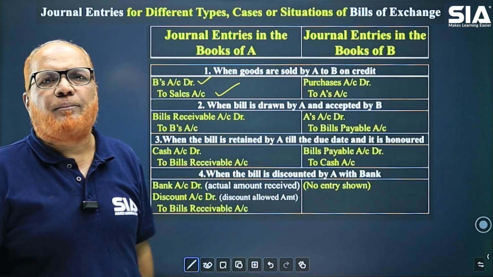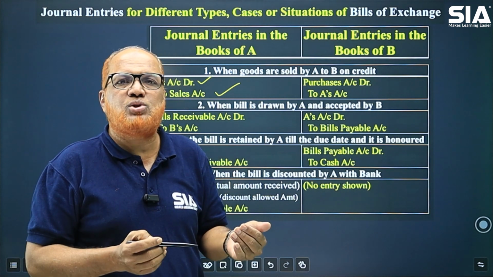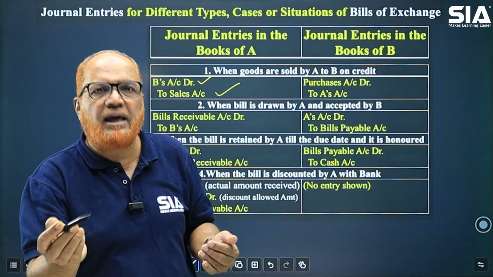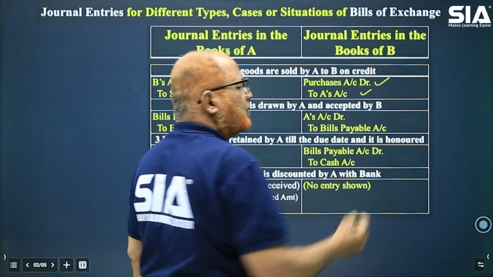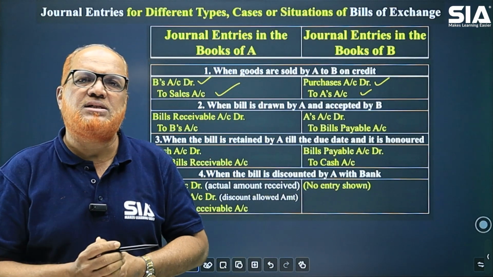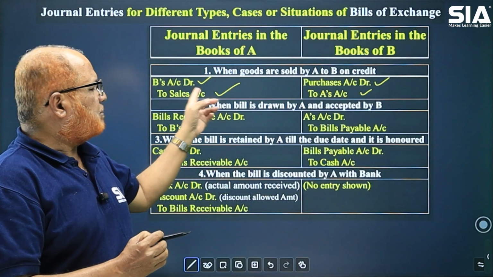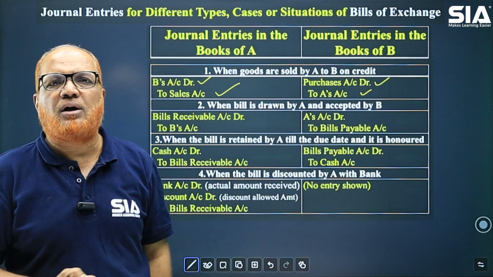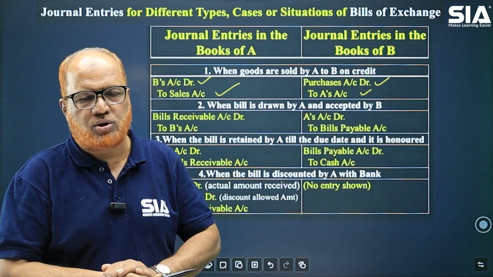In the books of B, B is the purchaser. He is purchasing the goods on credit. So purchases account debtor to A's account. Here he will write purchases account debtor to A. Let us take an example. Suppose the amount of sale is 10,000 rupees. So he will write B's account debtor to sales 10,000, and purchases account debtor to A's account 10,000. For simplicity, I have taken this amount.